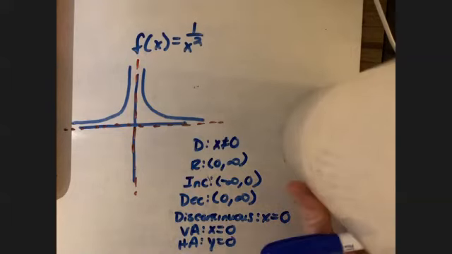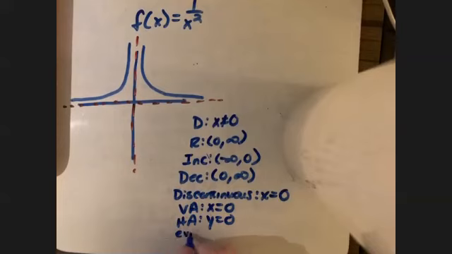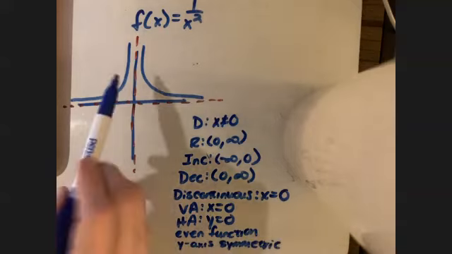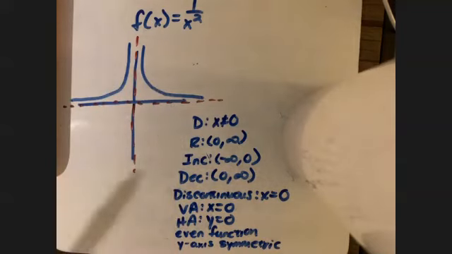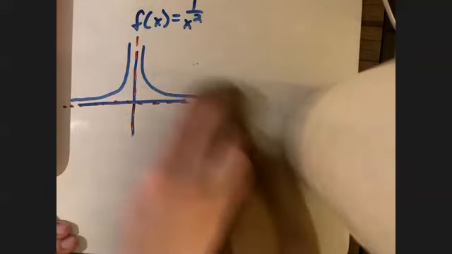Okay. Now, the other thing about this one, this is an even function. Okay. And it is y-axis symmetric. Okay. Which means if you can fold it in half across the y-axis and it will match up. Okay. So taking a look at a graph for one of these. Shift back up here. Sorry. Okay.